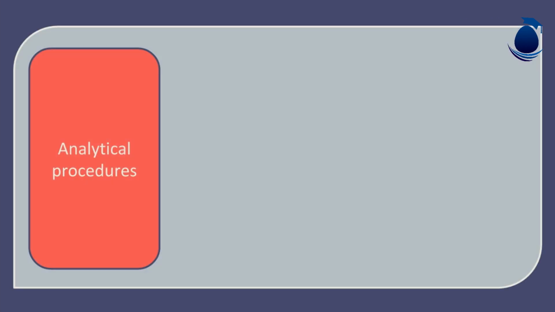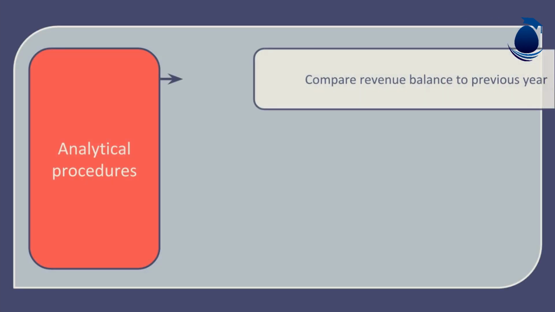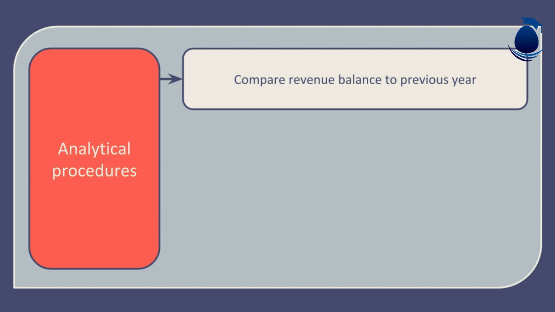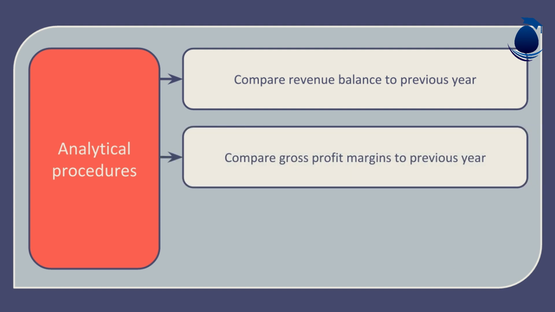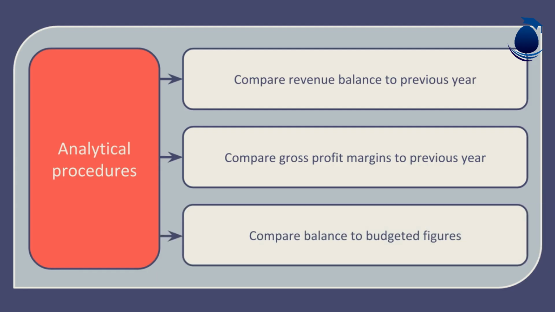Analytical procedures would include comparing the revenue balance to the previous year, calculating and comparing gross profit margins to the previous years, and comparing the balance to budgeted figures.